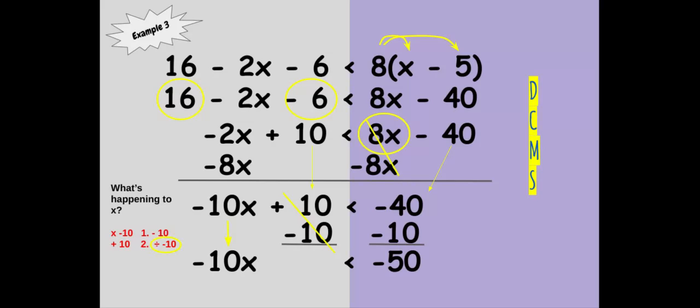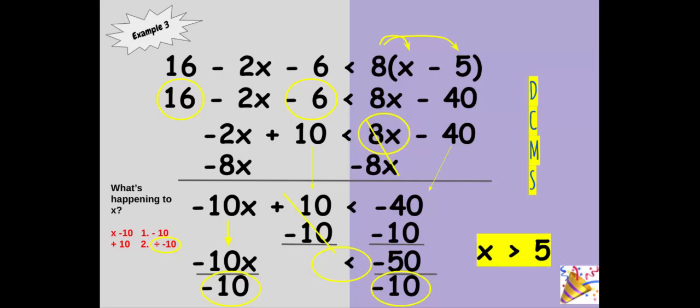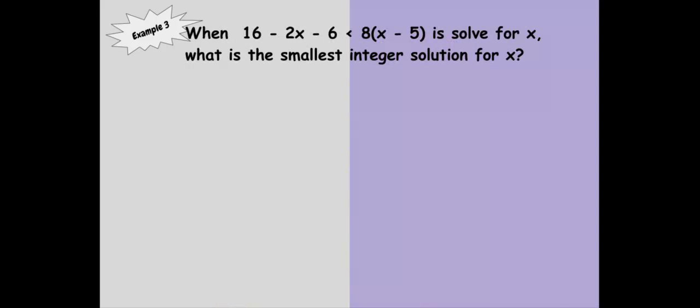Now we're going to divide by negative 10 on both sides. If we divide by negative 10 on both sides, just remember when we're dividing by a negative, we need to flip that inequality sign. So our final answer is going to be x is greater than 5. Go back to the question. The question is asking, what is the smallest integer solution for x?